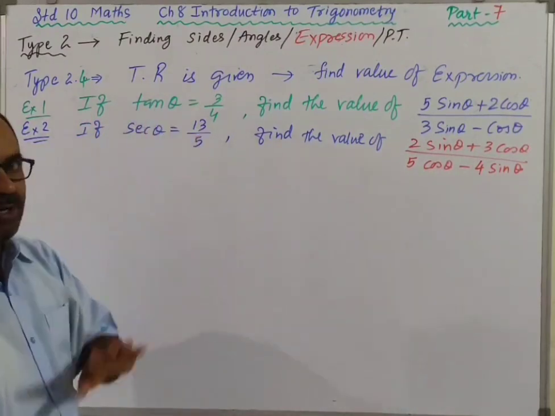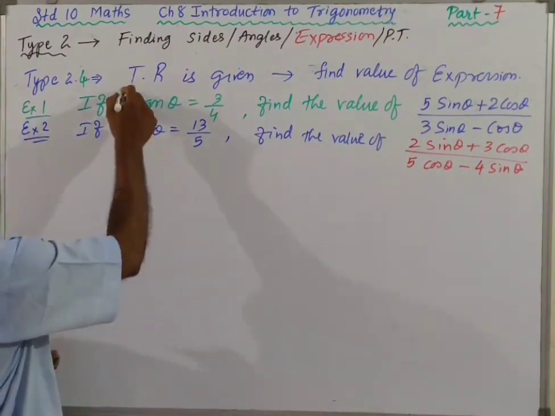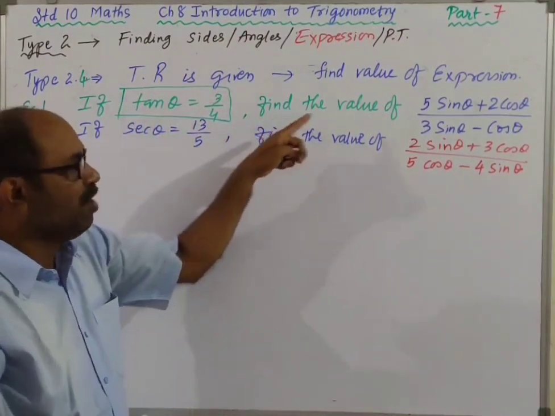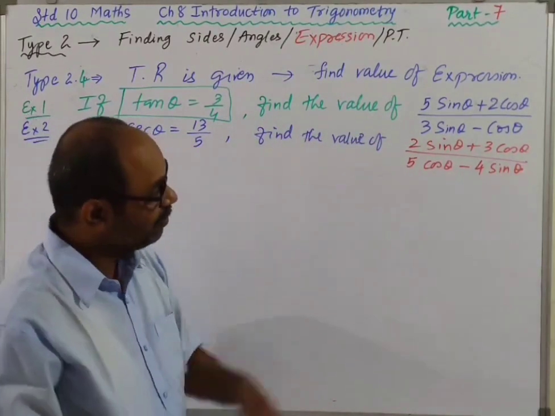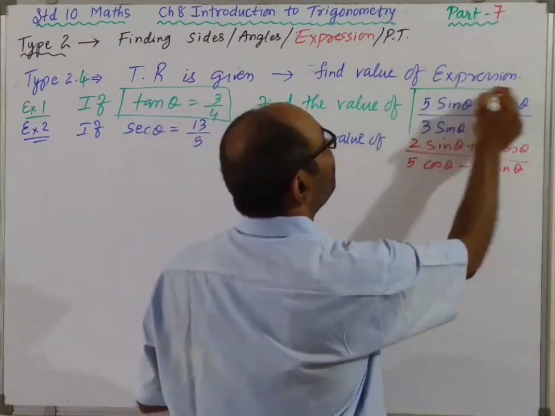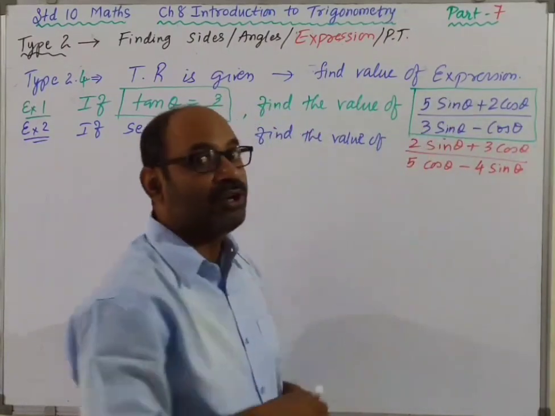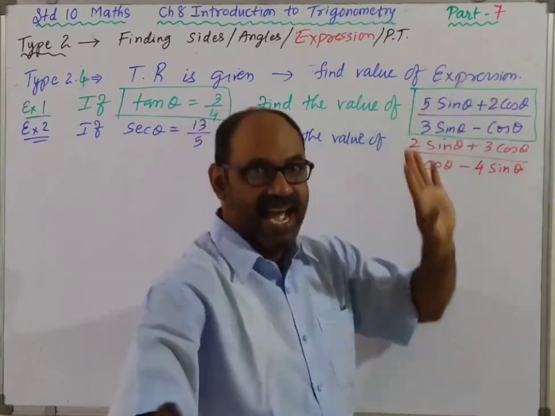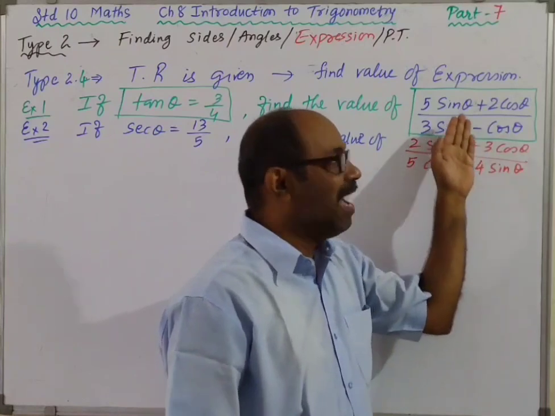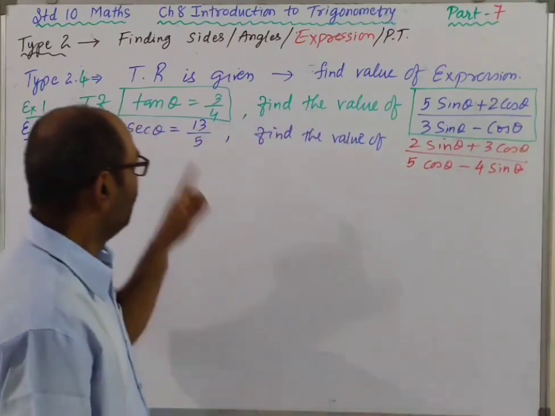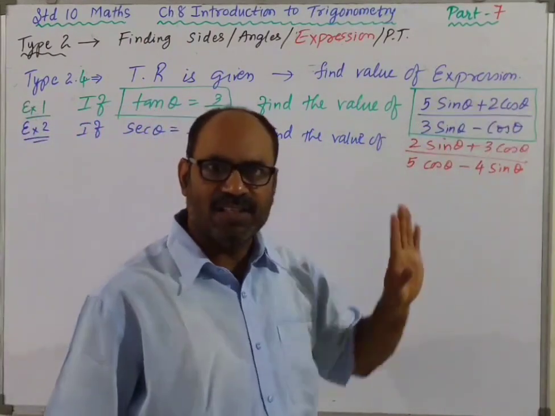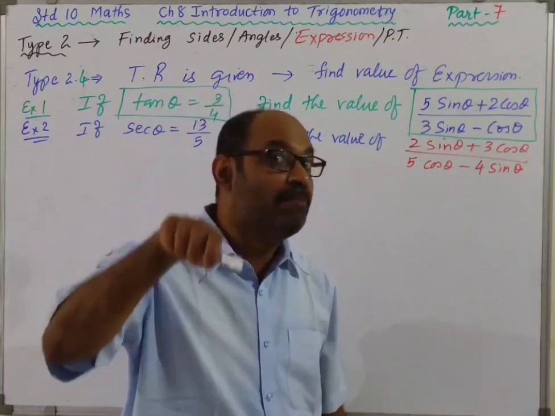If tan theta is equal to 3 upon 4, here you are. So you are given the value of one trigonometric ratio, tan theta, and you have to find the value of this expression. Now, if you observe the expression, it has only two trigonometric ratios, that is sine and cos. So you need to know the value of sine and cos. Tan theta is given. Find sine theta and cos theta.